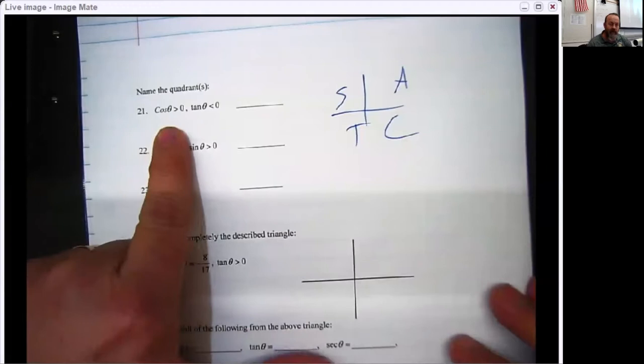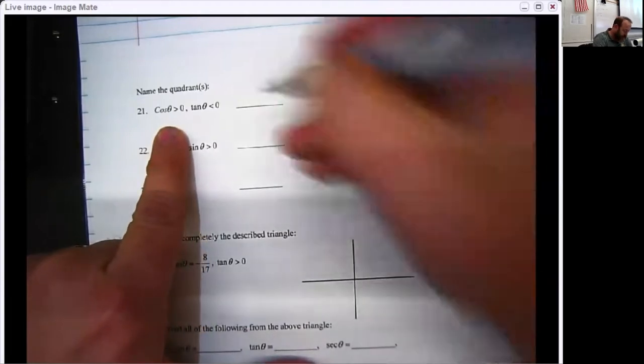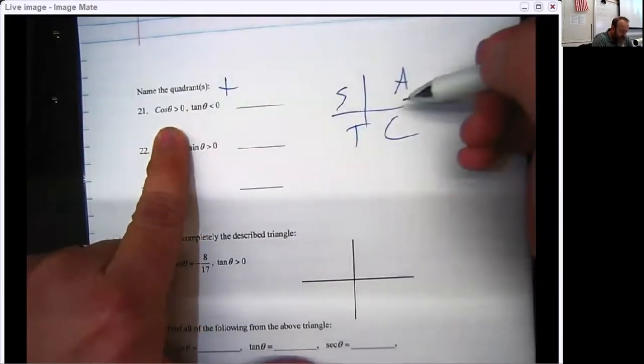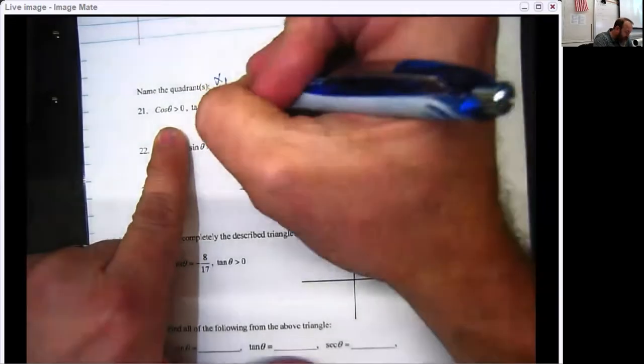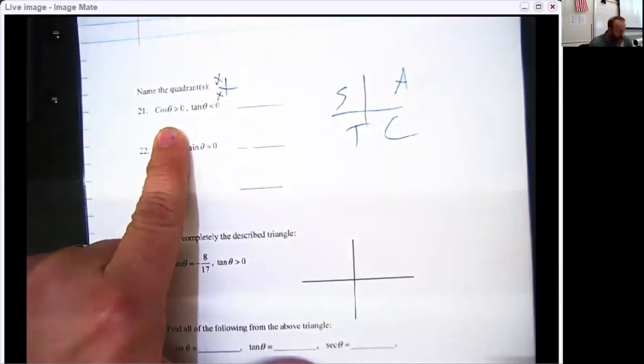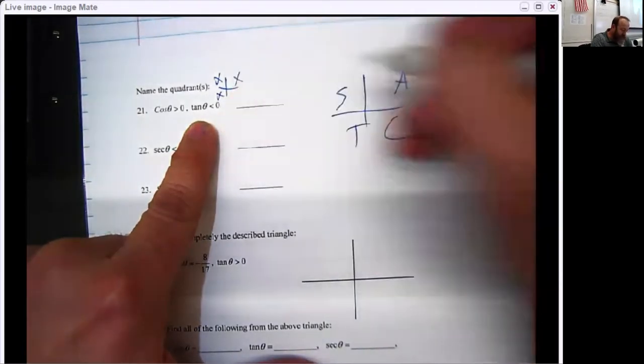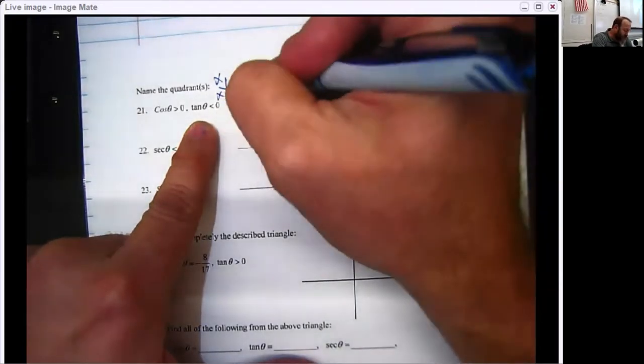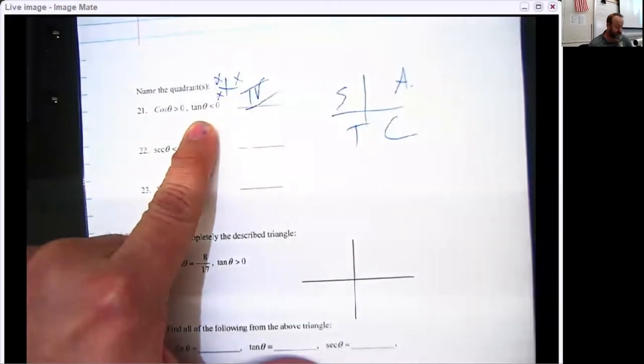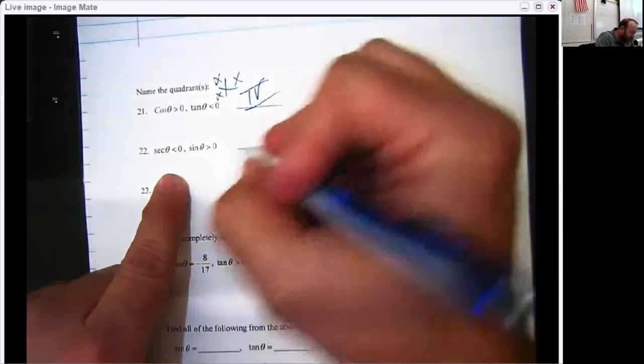I need a cosine that is positive. Well, a cosine that is positive cannot be in either of these two. And I need a tangent that is negative, so it can't be in the first quadrant because everybody's positive. So it must be in quadrant 4. Let's go to this guy.